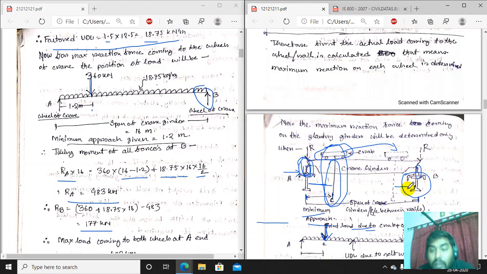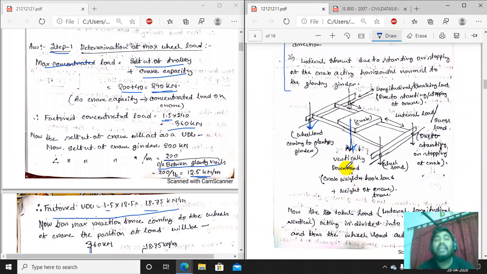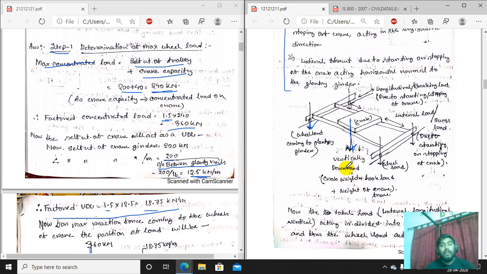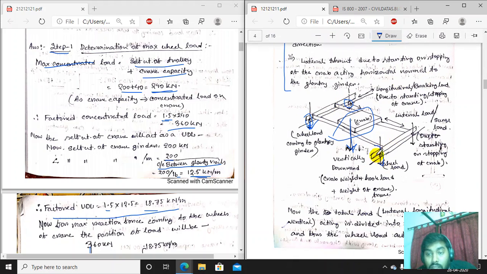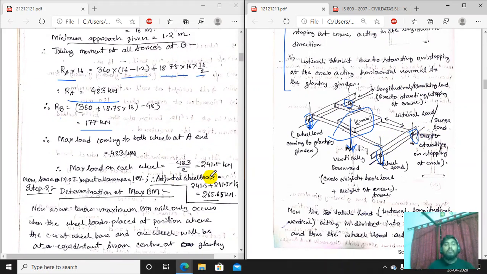Now this load, if you see this picture again, in a normal single crane girder, here it is a single crane girder, two wheels are generally specified for one end. For one end, two wheels for one crane girder, and at the other end there are also two wheels. So that reaction force will be divided into two wheels. So the maximum load on each wheel is 241.5 kilonewton. This is the maximum vertical load that is coming.